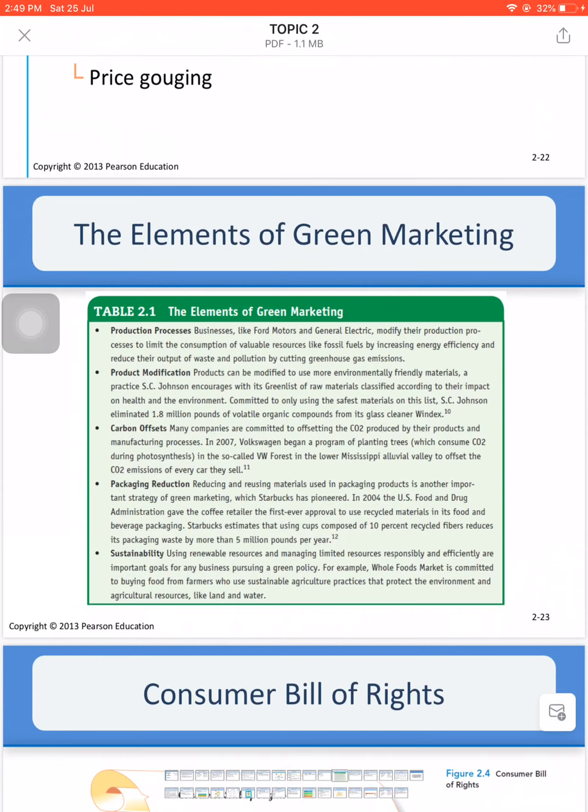Okay, example is Starbucks. And then the last point is sustainability, which is using materials that are sustainable. It is also a strong marketing tool of many companies. Like Whole Foods Market, which is committed to using agricultural products that are sustainable.